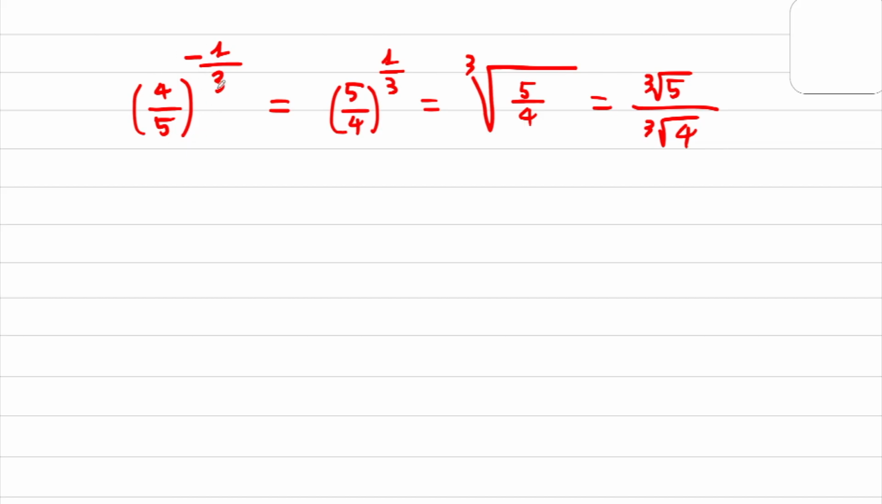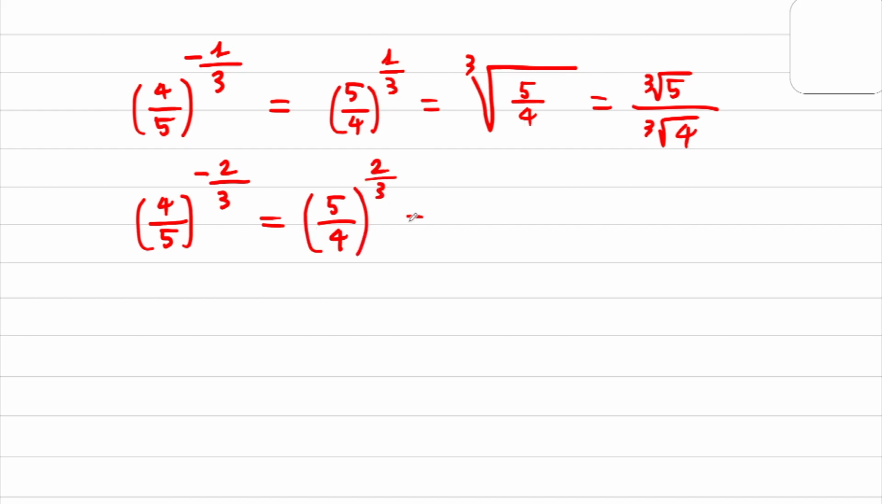How about if I get a fraction without 1 in the numerator position? It means this is not 1 over 3 anymore. This is negative 2 over 3. So how can you work with this question? The first step, like the previous example, is that you should change from negative to positive. Taking the reciprocal of 4 over 5, you get 5 over 4. And then you get 2 over 3.